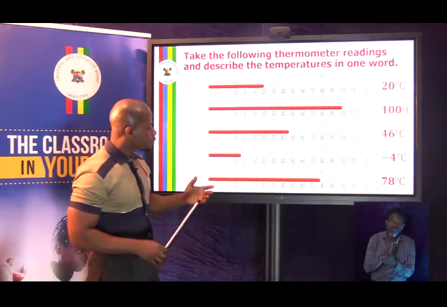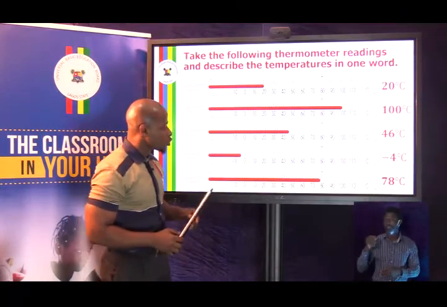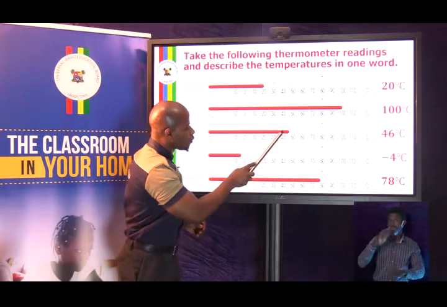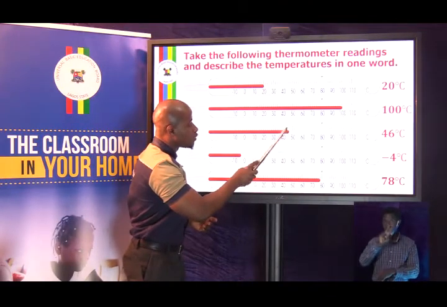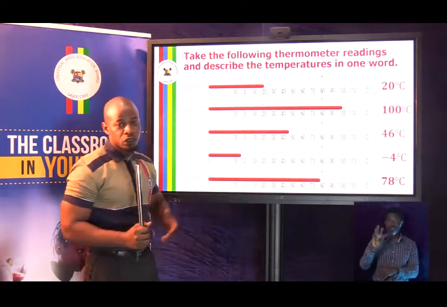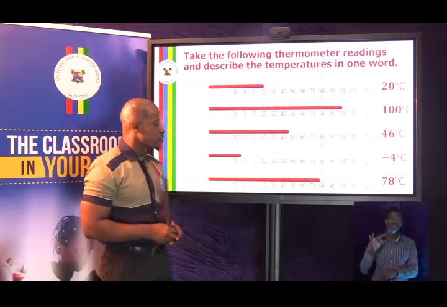The third one stops in between 40 and 50. So now you need to count. From 40, you count in twos: 40, 42, 44, and 46. And that is 46 degrees Celsius.